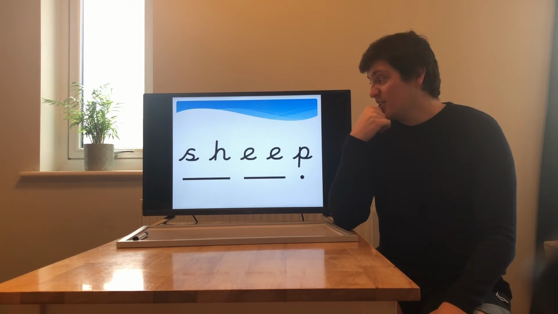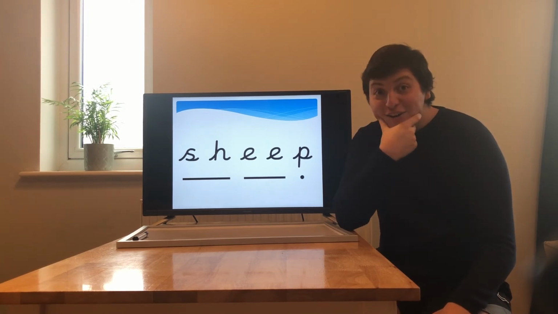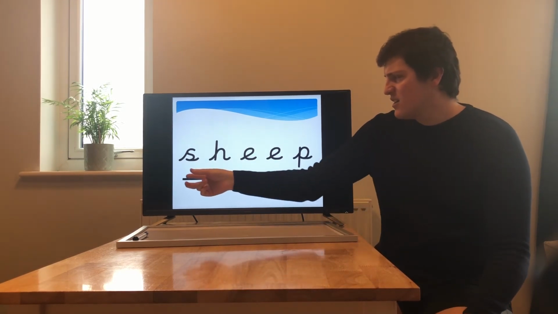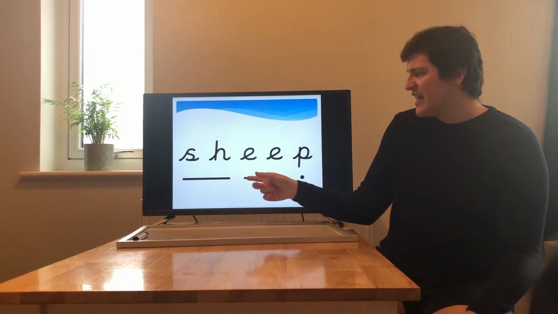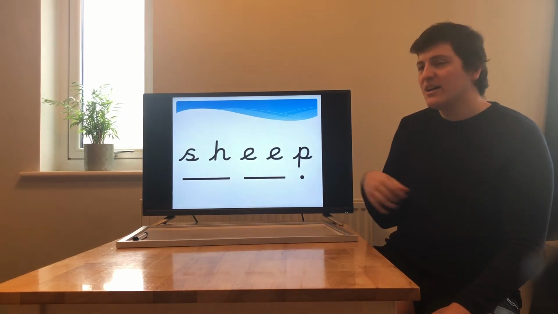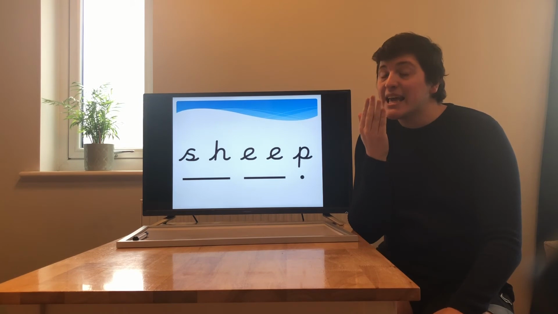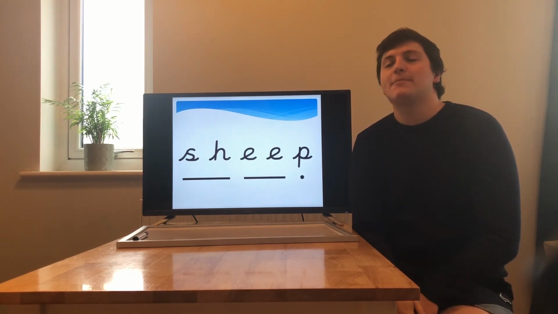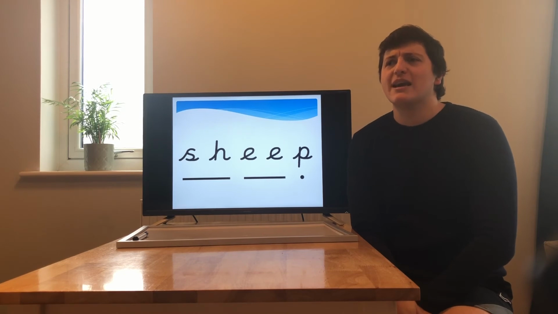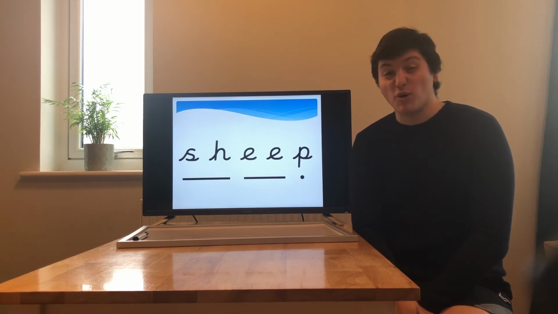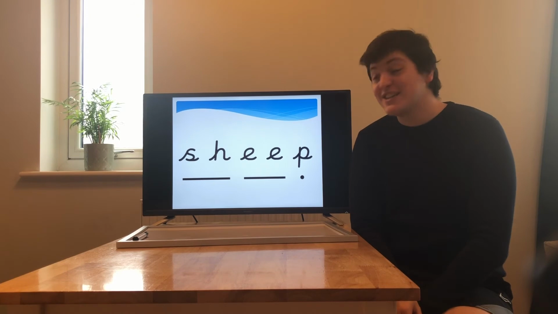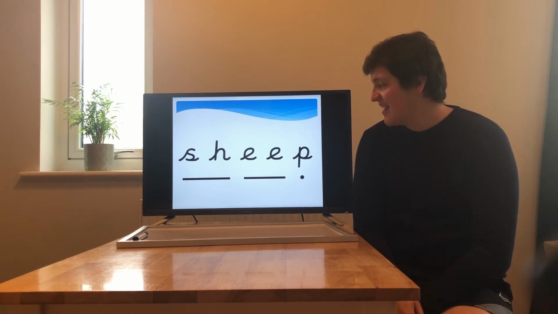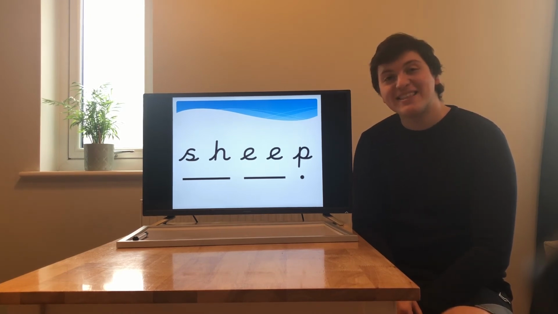Let's see which one I went for. I went for this word. It's a double digraph word. Sh. E. P. Sheep. Bah. I wonder if you can do a better sheep impression than me. Bah. You probably can. That's the word sheep. Well done if you read that.